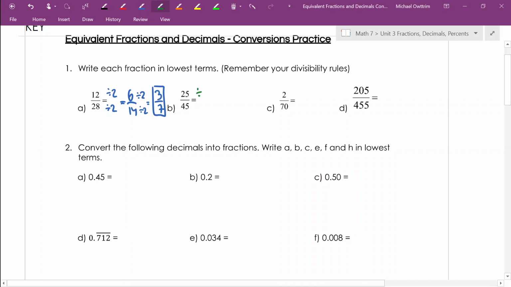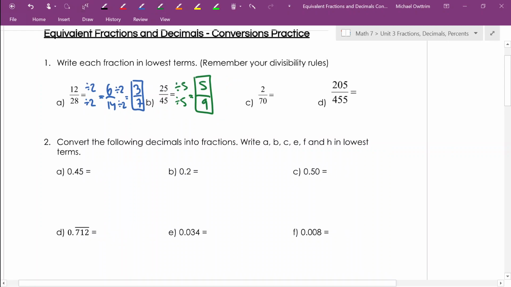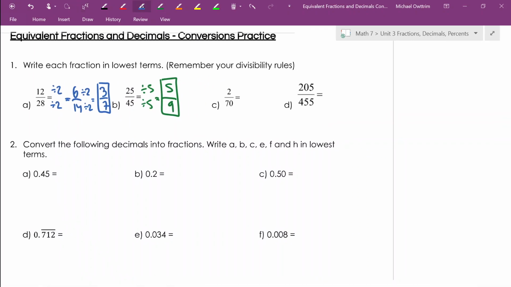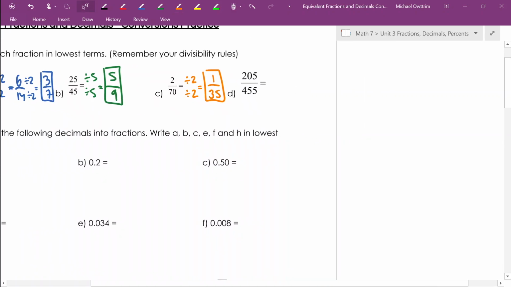In a similar way, I know that both of these end in 5, so they can both divide by 5. 25 divided by 5 is 5, and 45 divided by 5 is 9. 5 and 9 are not able to divide by the same number anymore, so that is our simplest form. Both 70 and 2 are even numbers, so they both divide by 2. 2 divided by 2 is 1, and 70 divided by 2 is 35. And 1 can't divide by anything but itself, so that's our simplest form.